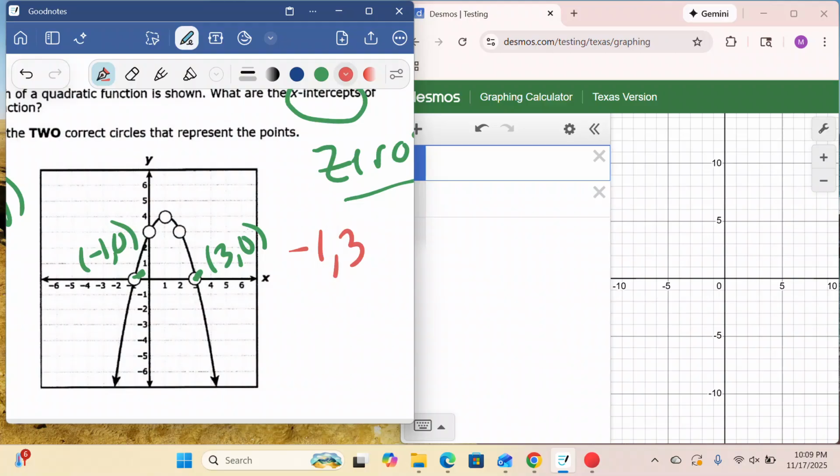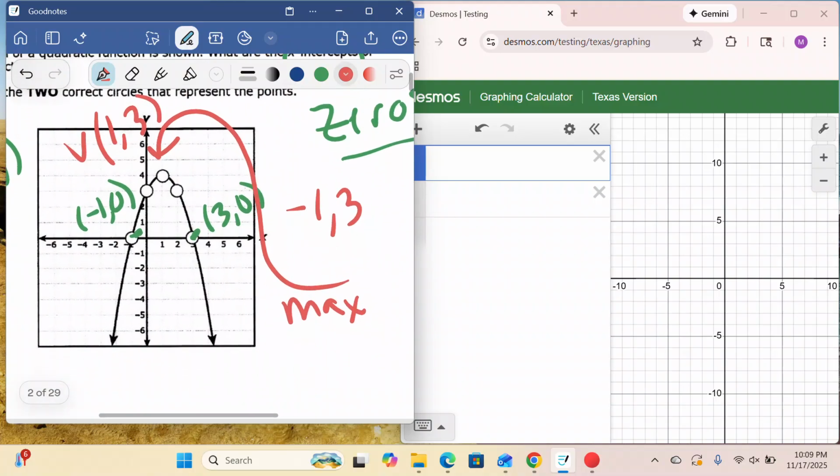There's a couple of other criteria to this quadratic. We have to understand that this right here is a maximum vertex. If we look at the maximum vertex, we're going to label the vertex with x as 1 and y as 3. So our vertex is 1, comma 3.